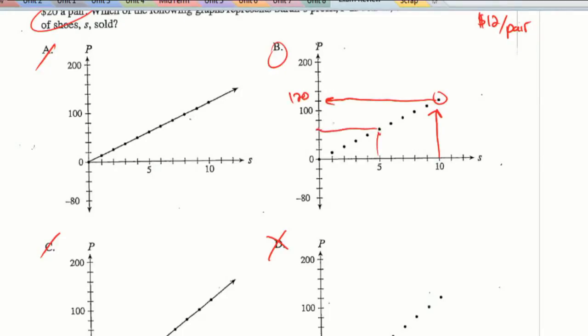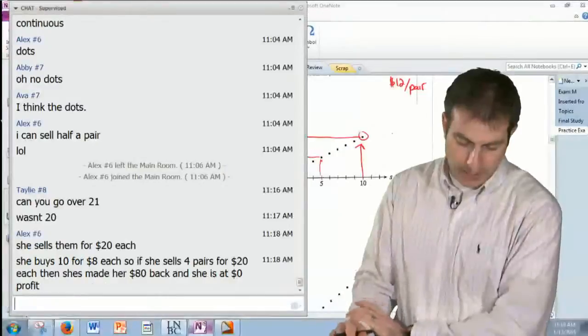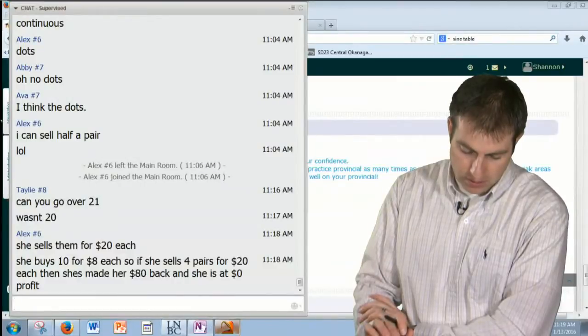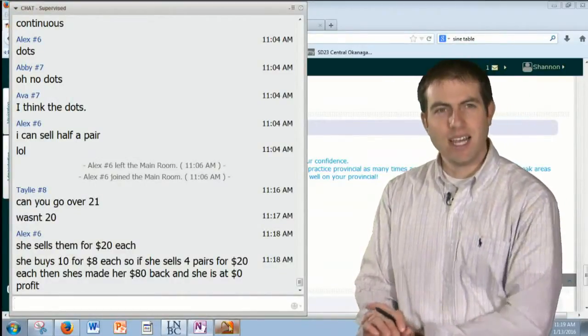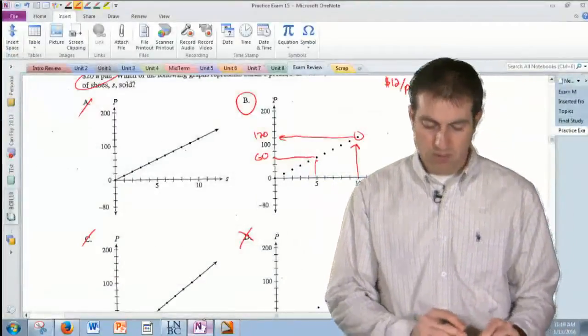Or 5 pairs is $60. She does sell them for $20 each, but it's not how much she's selling them for, it's the profit. So I guess you could argue for either one, but I'm thinking that it's B now, changing my mind, unless you can convince me otherwise. She buys 10 for $8 each, and she sells 4 pairs at 20 each. She's made her 80 back, then she's at $0 profit. See, now you're convincing me the other way. I don't know. I'm still thinking it's B now.